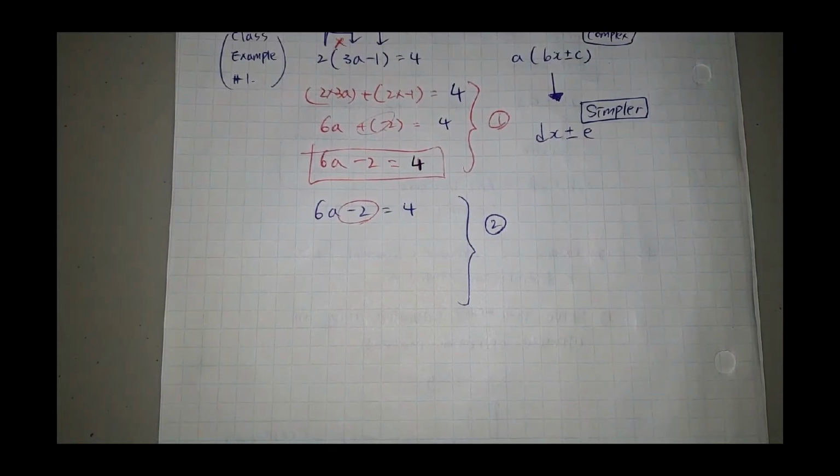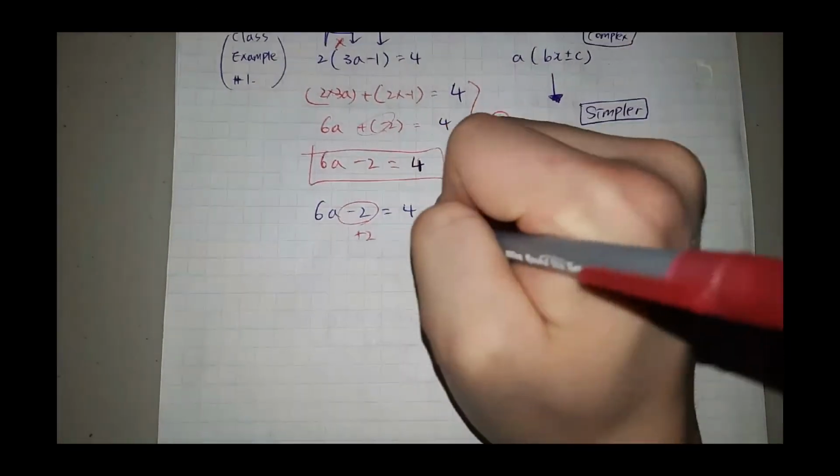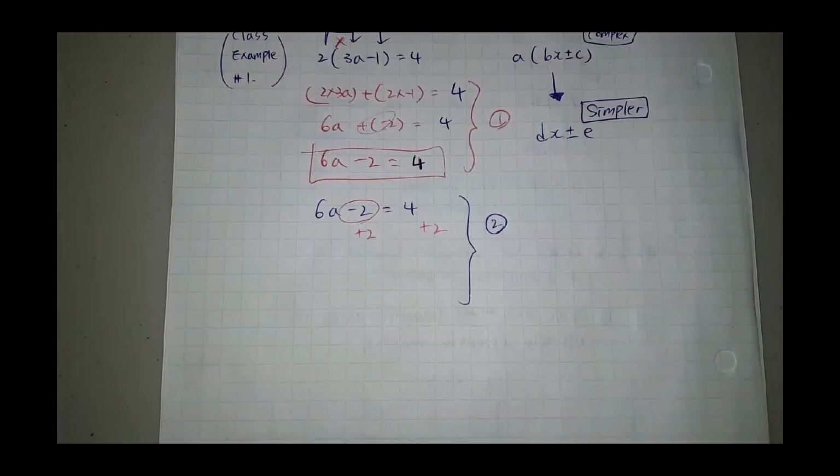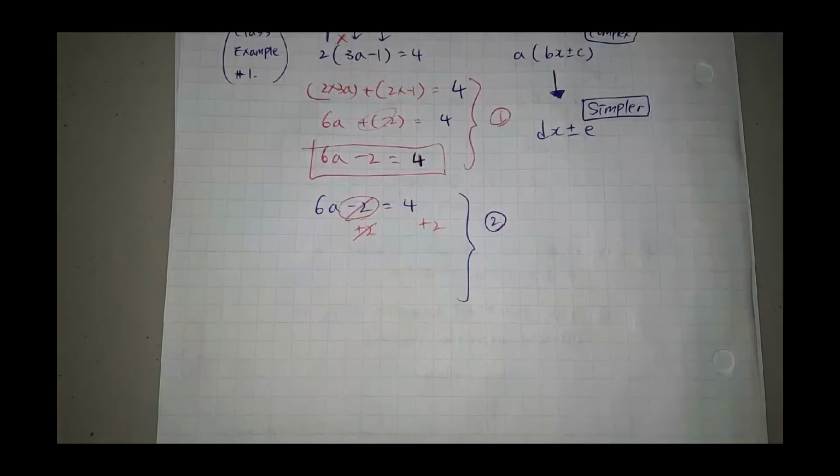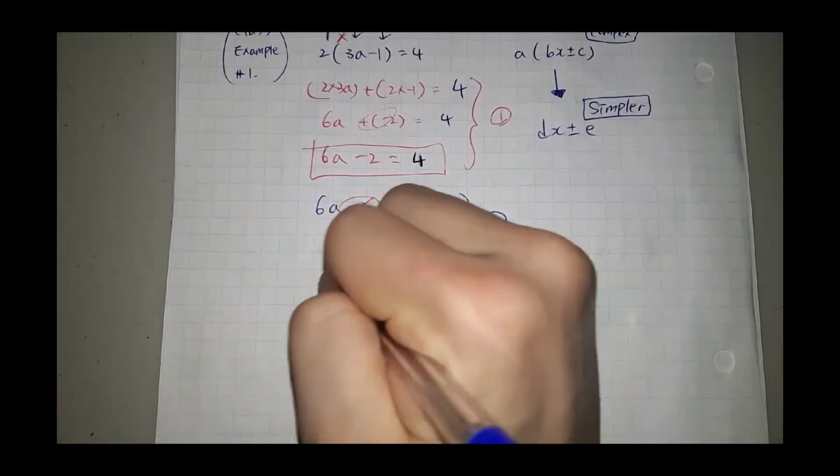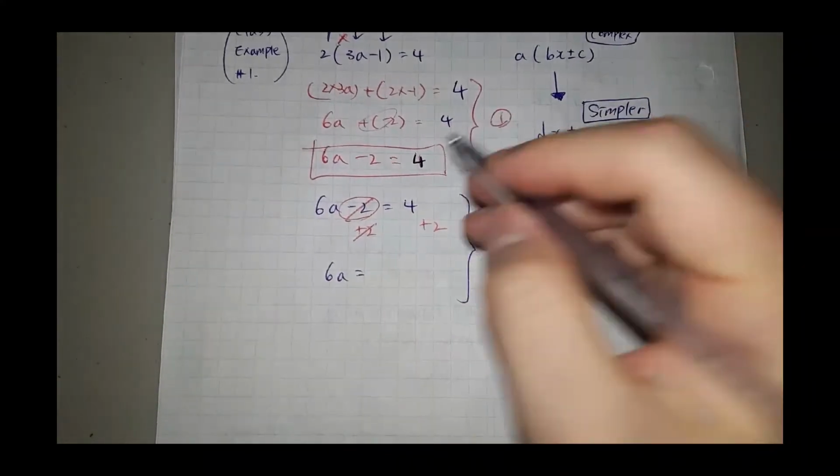Opposite of subtracted by 2 is equivalent to added by 2. But you've got to do it on both sides. Then you're going to have 6a is equal to 4 plus 2.